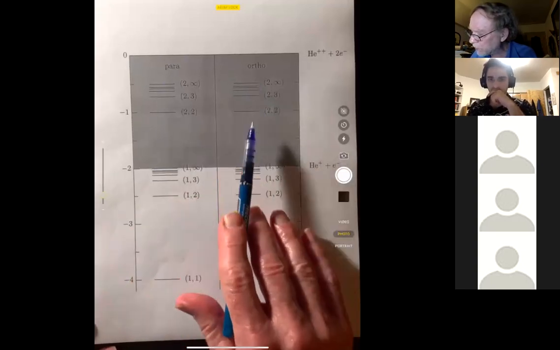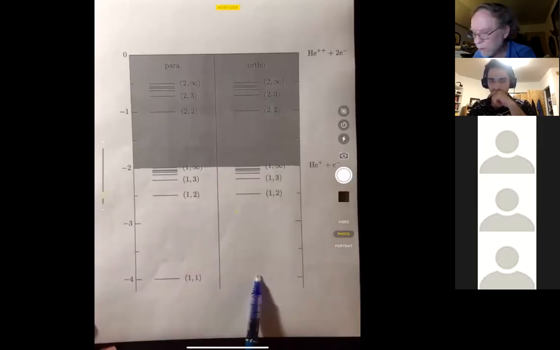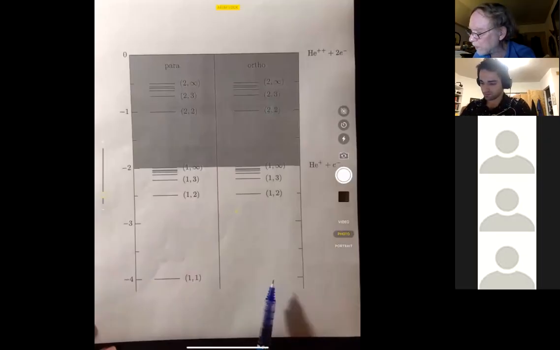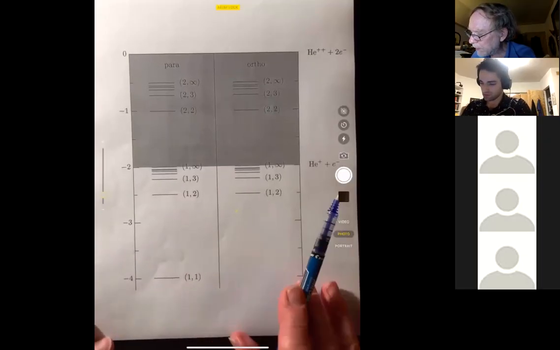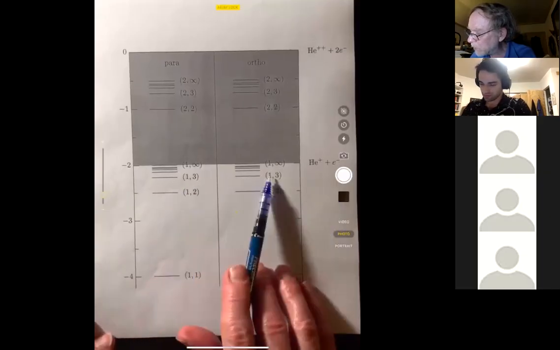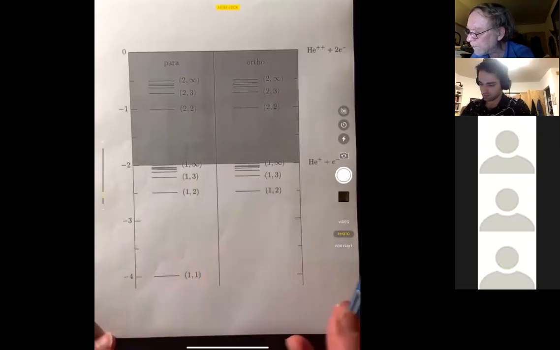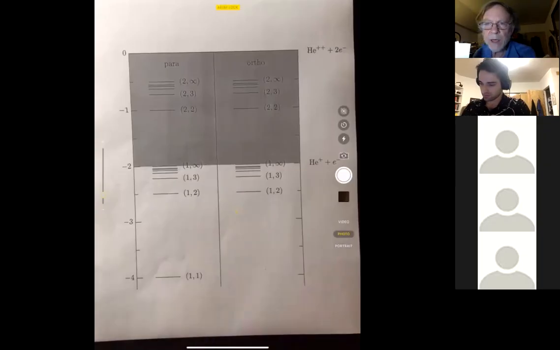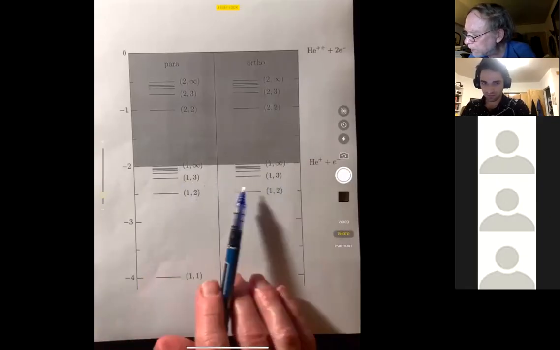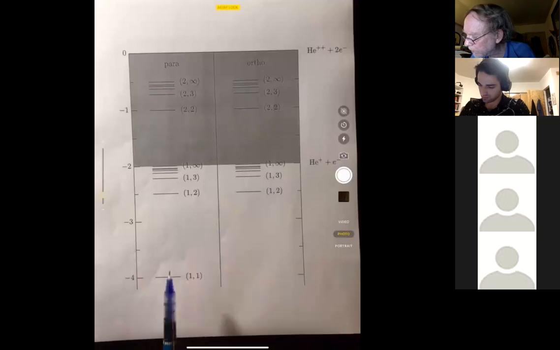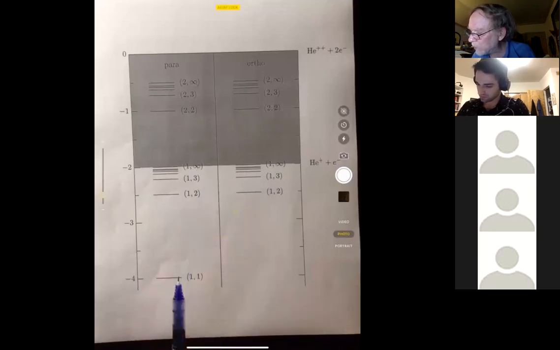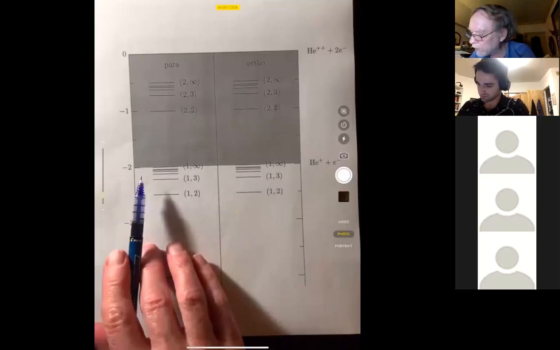On the ortho side, the picture is exactly the same, except there's no 1, 1 state, because that was case 1 where there's no antisymmetric, spatially antisymmetric version of the wave function. On the other hand, the 1, 2, 1, 3, and so on states have the same energies on both sides. Wave functions are different, but the energies are the same, because in the unperturbed system, the energies only depend on the principal quantum numbers. All right. So these then are the singly ionized states here, as well as the ground state listed below the energy of minus 2.